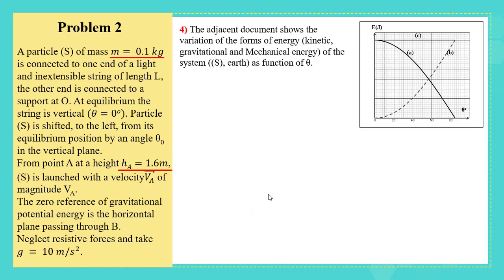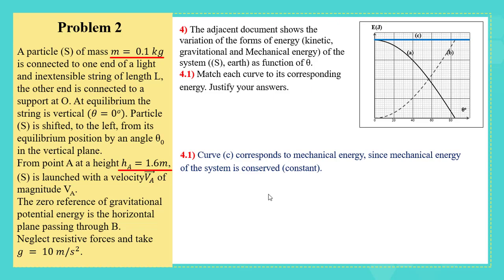The adjacent document shows the variation of the forms of energy, kinetic, gravitational, and mechanical energy of the system S-Earth as a function of theta. The first part, match each curve to its corresponding energy and justify your answer. Check this figure. We have 3 curves, A, B, and C. You should start directly with the mechanical energy because it is conserved.